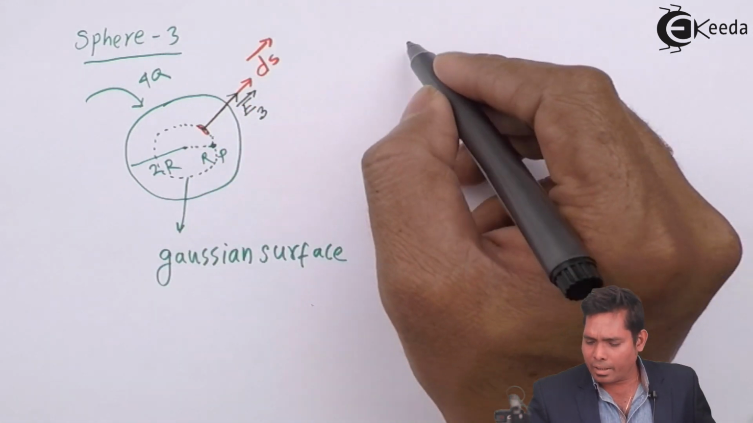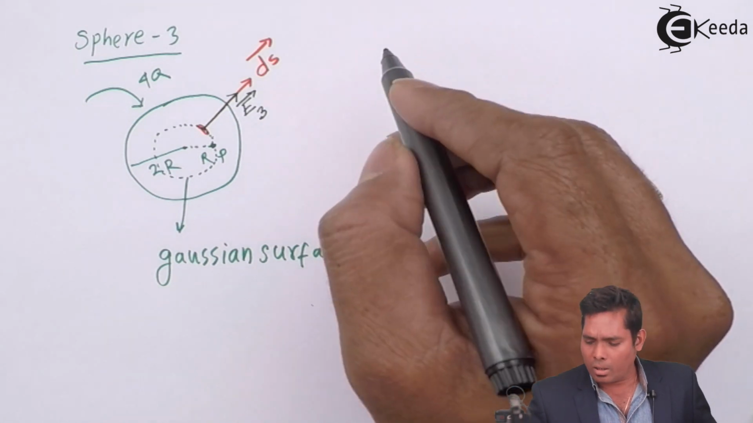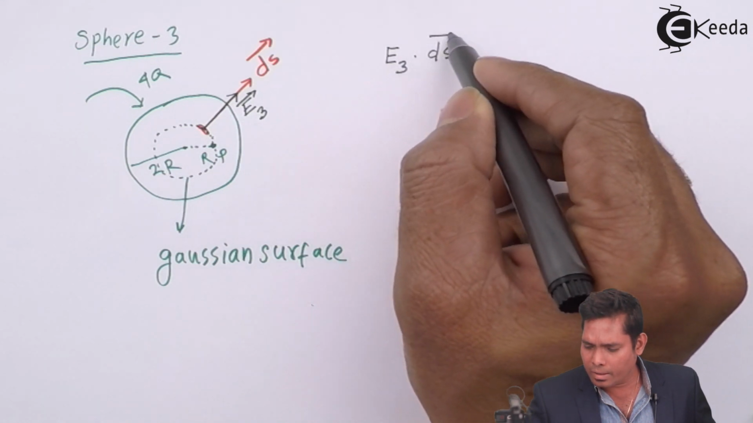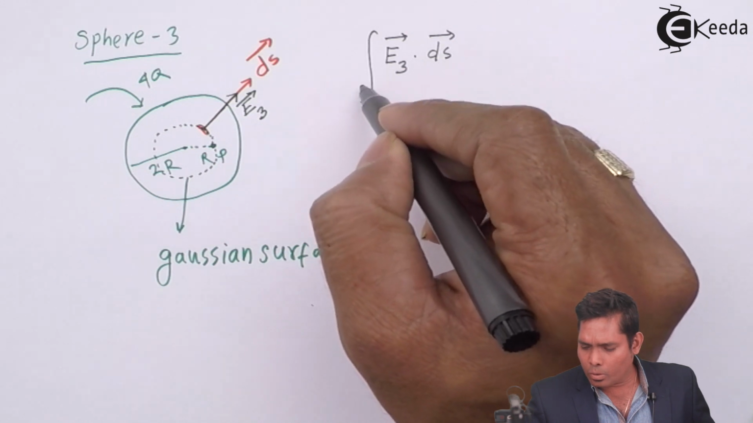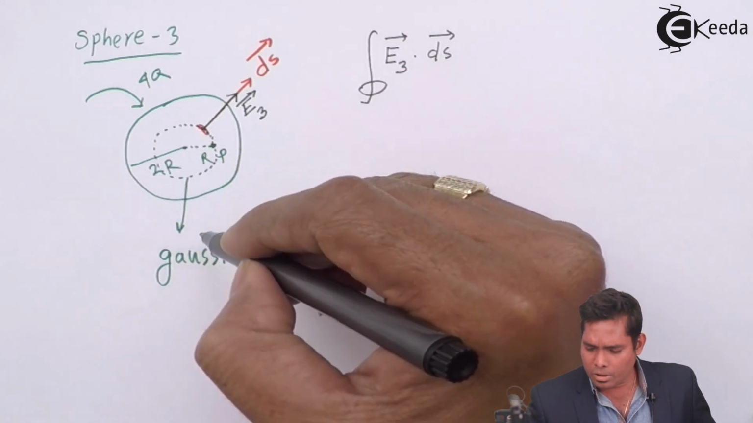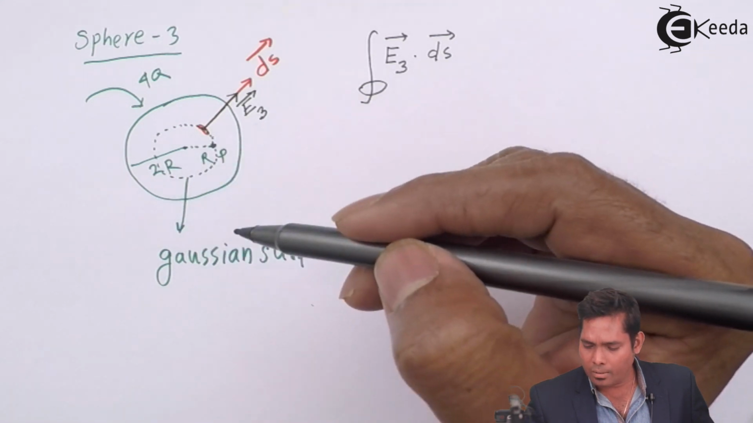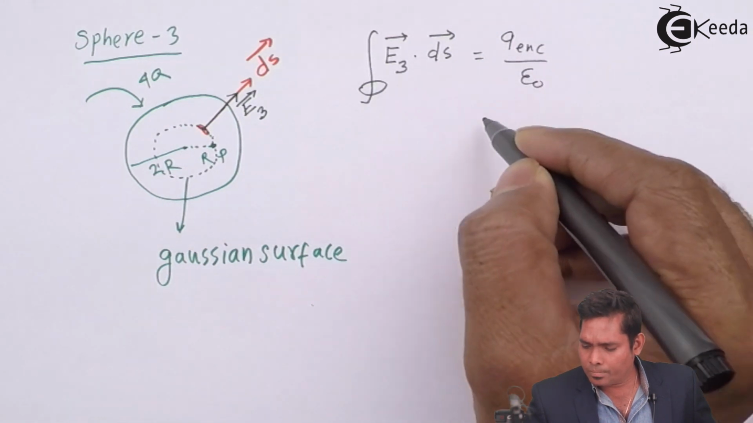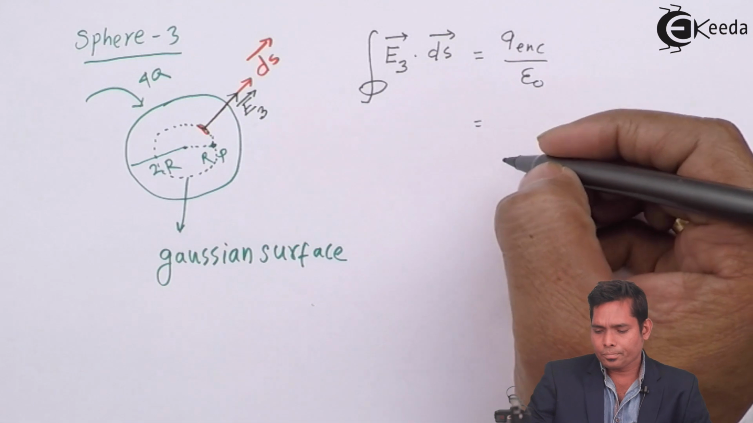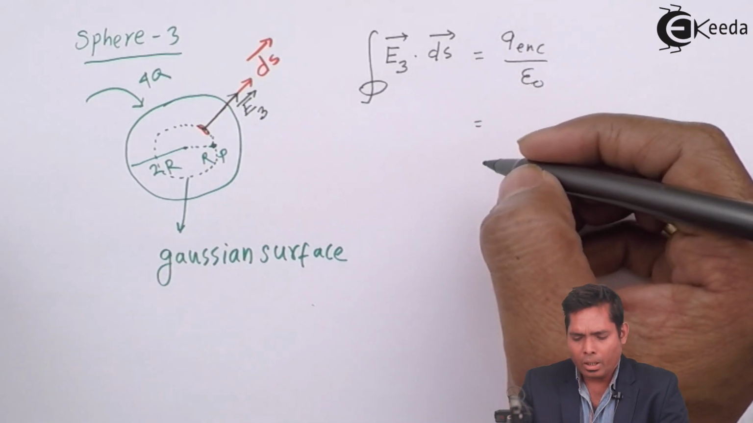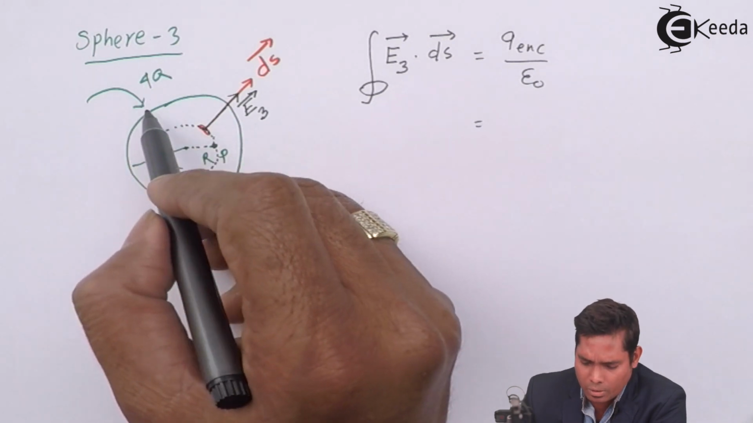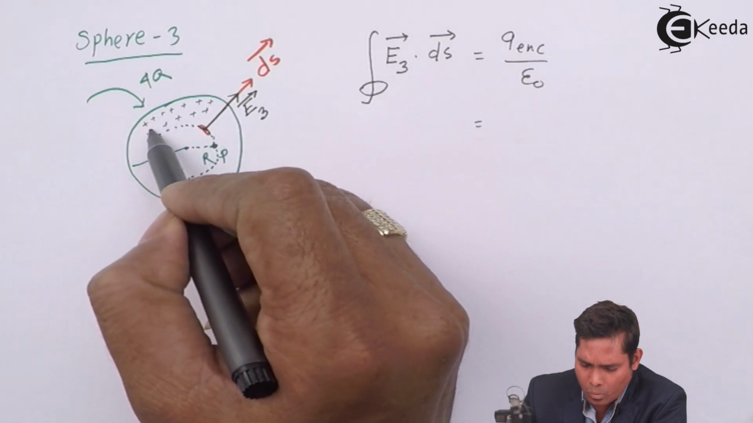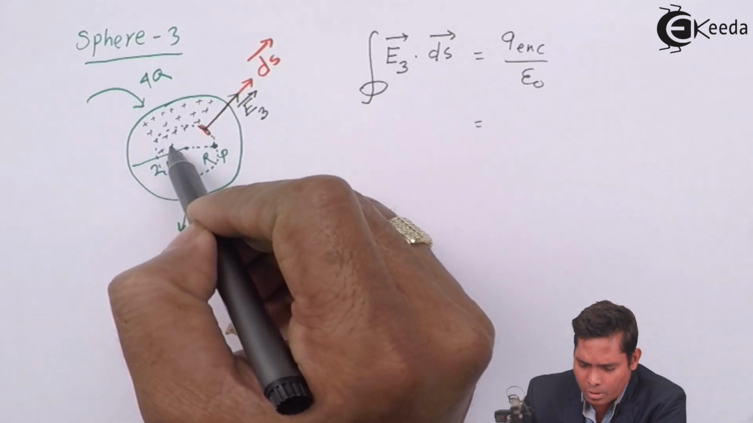Because both are in the same direction, again by applying Gauss theorem, we have the integral of E3 dot ds over the closed surface, this Gaussian surface whose radius is r, equals q enclosed divided by epsilon naught. Q enclosed is what you have to find, because the 4q charge we have been given is distributed uniformly over the volume of the sphere.